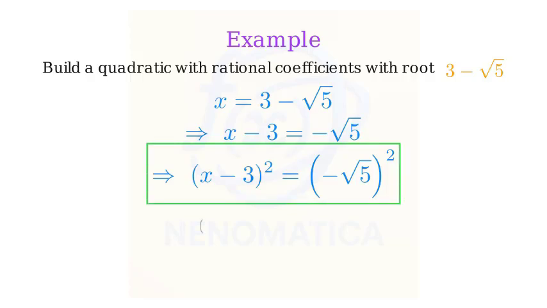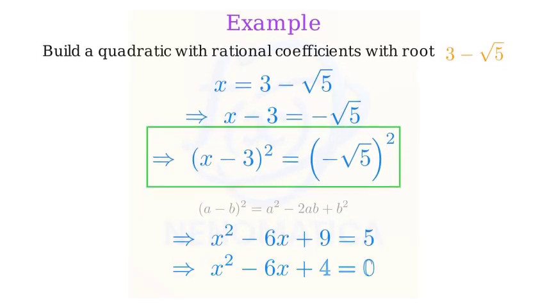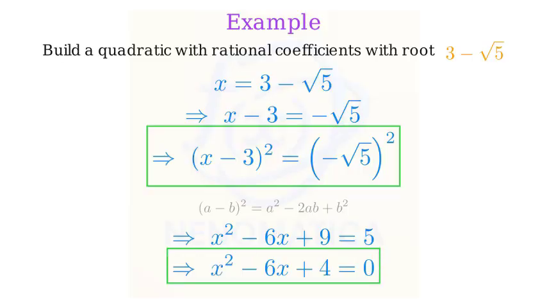Step 4. Expand the left side using the pattern a minus b squared equals a squared minus 2ab plus b squared, and simplify the right side: x squared minus 6x plus 9 equals 5. Step 5. Bring 5 to the left to set the equation equal to 0: x squared minus 6x plus 4 equals 0. This is the required quadratic with rational coefficients.